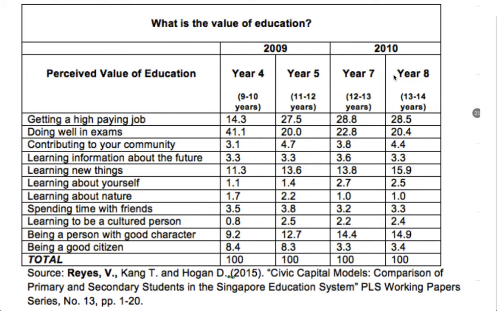For older students, year 7 and year 8, consistently it's been getting a high-paying job. Again, the purpose is to try to see this. You could actually see this as part of reflection and action, more surprises. Or you could actually also see it as reflection on action. You think about your own experience as a student. What was the value of education for you? And then you compare it with what young kids are saying.